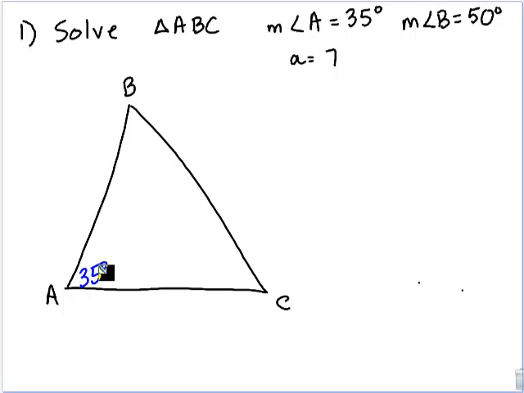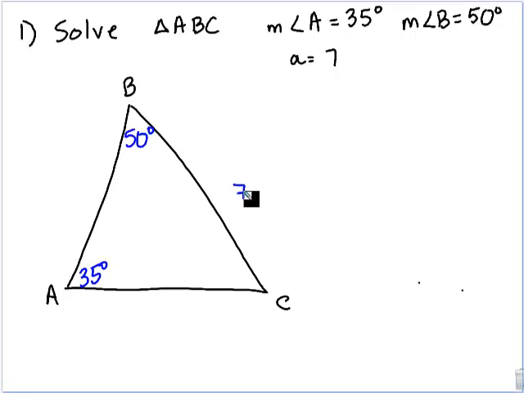Where is angle B going to go? Up by the B. Side A, where would that go? So go to A, go across from A, and label that one 7.